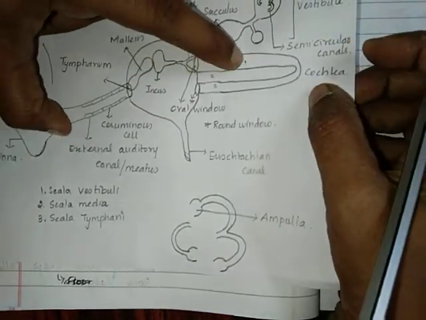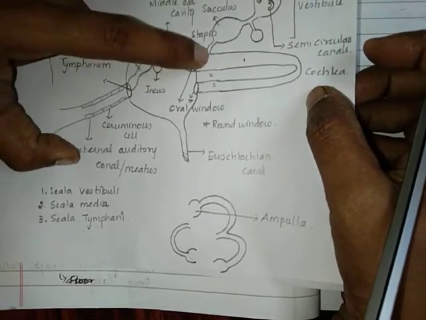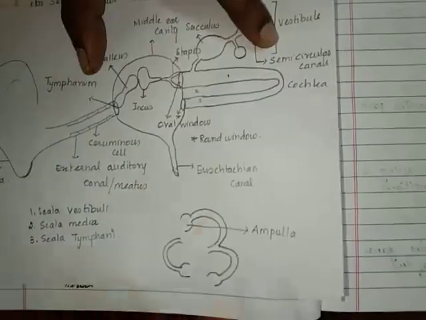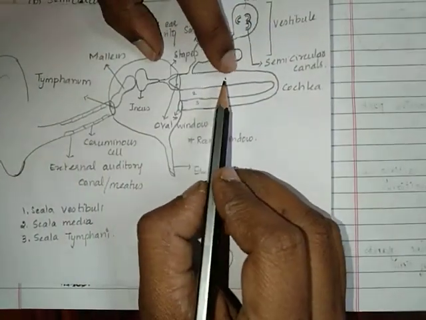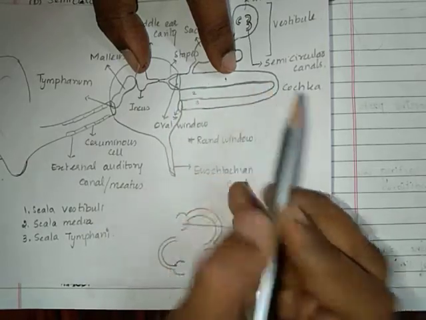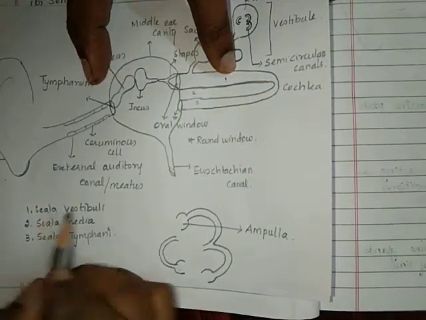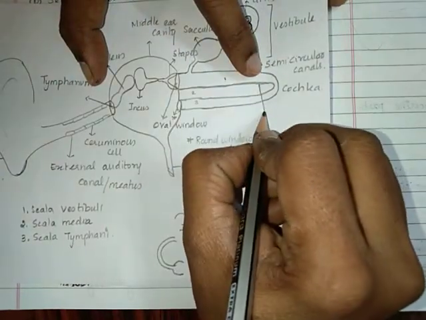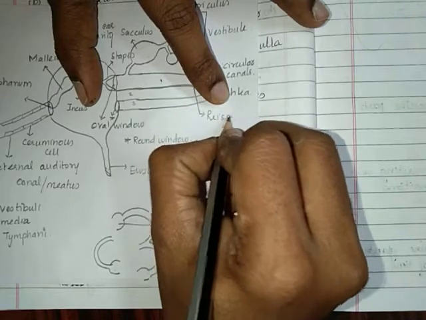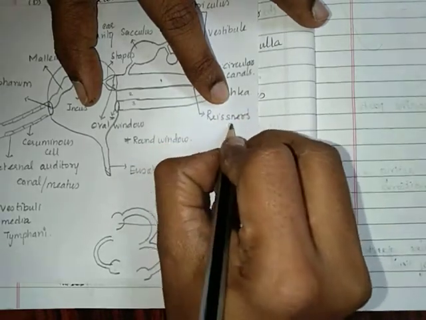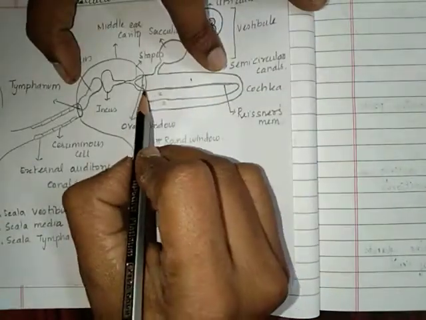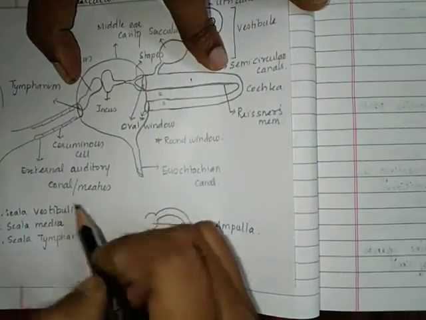In the cochlea, the upper first membrane, the first compartment, is the scala vestibuli. This membrane is called the floor of the scala vestibuli, which is the Reissner's membrane. So Reissner's membrane is the floor of the scala vestibuli. Since it is at the bottom, we call it the floor of the scala vestibuli.